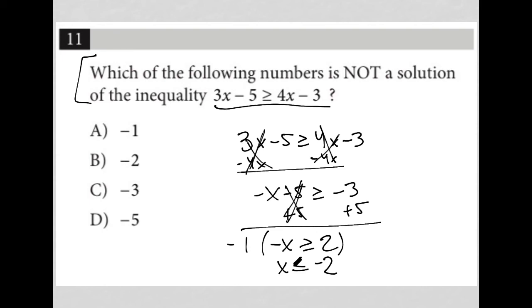So which of the following numbers is not a solution of the inequality? Well, negative 1 is not, right? Because negative 1 is greater than negative 2, and we only want numbers that are less, right? Negative 2 is equal to negative 2, so that works. Negative 3 is less than, so that works. Negative 5 is less than negative 2, so that works. This is the only one that is not a solution.